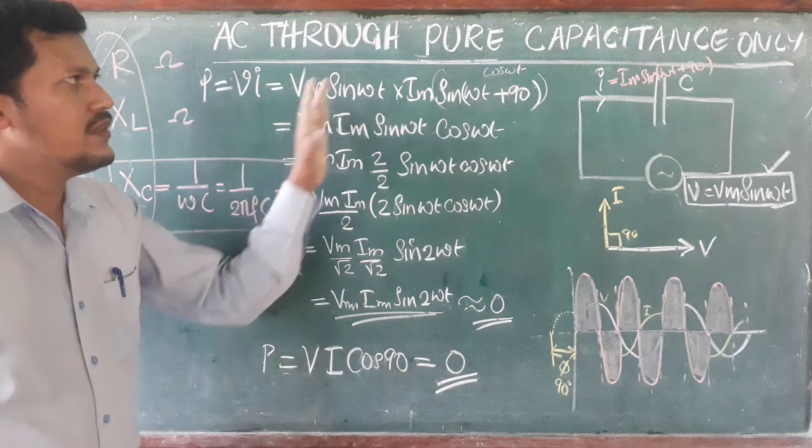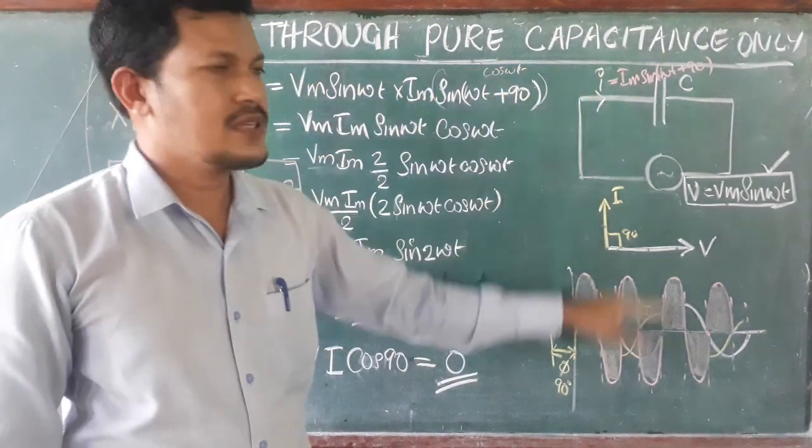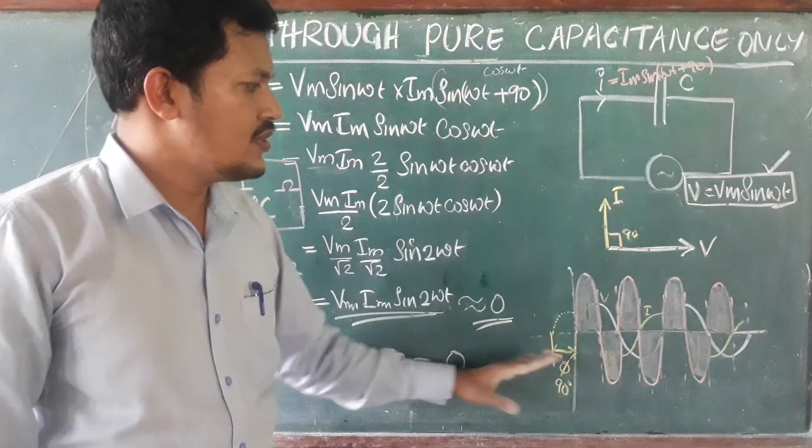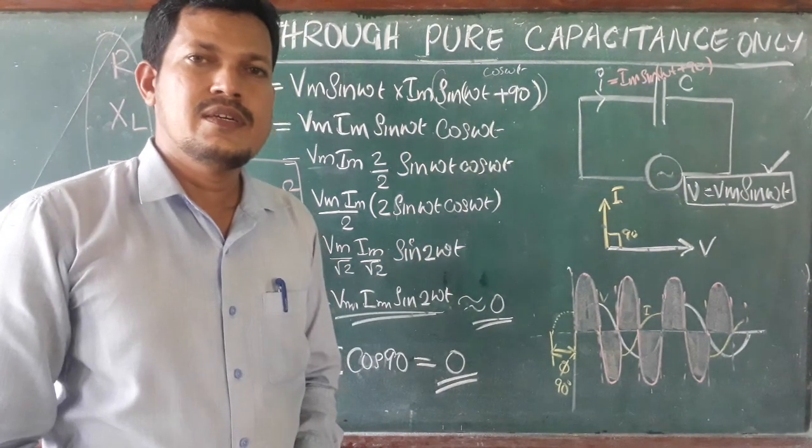Clear? So anyway, we discussed AC through a pure capacitance circuit. I hope you understand all the points exactly. Thank you.